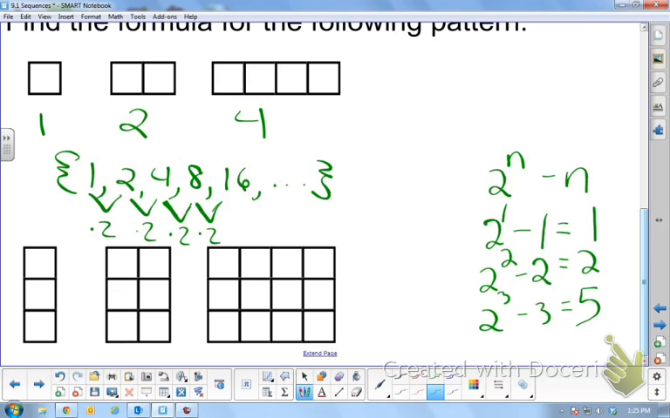Okay, so we were close. We're getting closer, but we're not quite there. We know it involves 2 to the n somehow, but we want that first thing to be 1. So exponentially, how do I make something a 1 when I use an exponent? Make it a 0. Okay? So we know we're starting with a basis of 2 to the n.